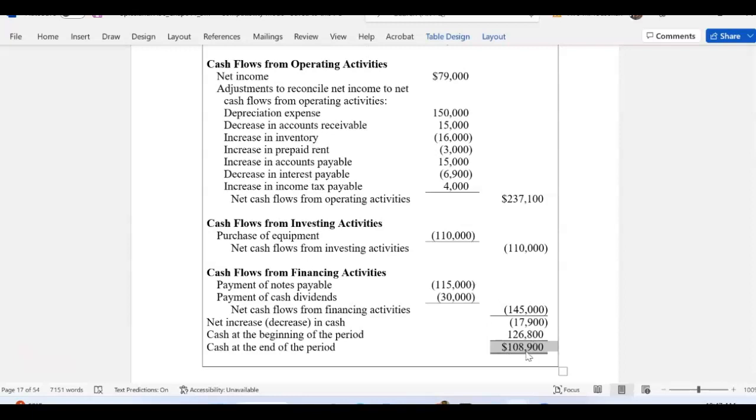Is this 108,900 exactly equal to your balance sheet, 108,900? Good for you. If not, that means you made a mistake here. Okay? And if it is exactly 108,900 in your balance sheet, then double line under the dollar, case closed, job done. Congratulations. Got it? That's all you need to learn how to prepare a cash flow statement.